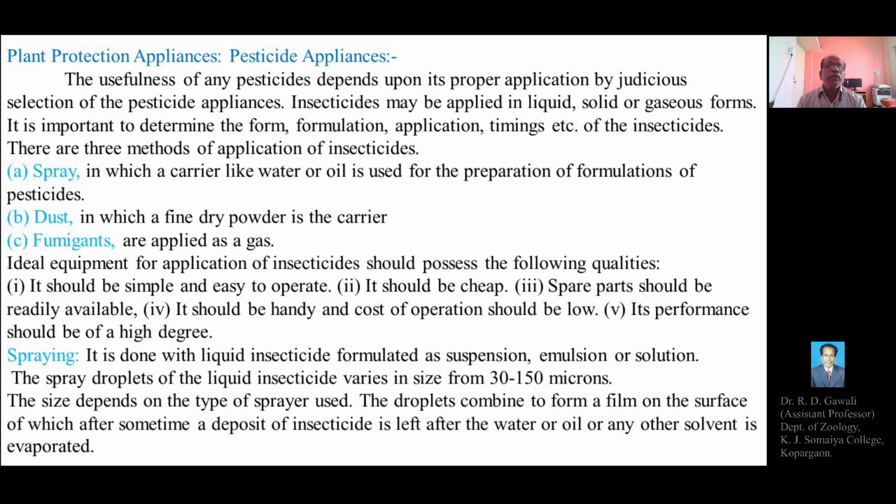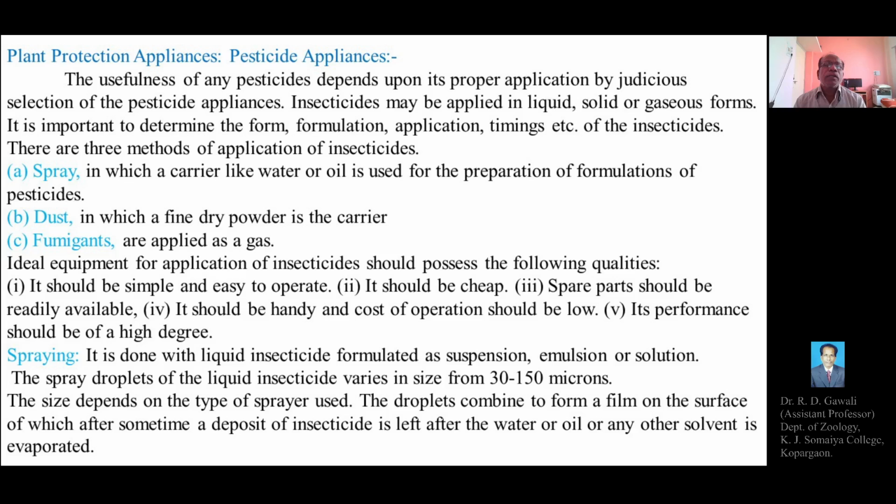Today we are going to explain the last topic from the chapter Agricultural Pest and Their Control, that is plant protection appliances or pesticide appliances. So, the pesticide appliances or the plant protection appliances are simply the equipment which is used for the application of different types of pesticides, such as liquid, solid or gaseous pesticides, which can be effectively applied on a variety of crops so as to control the different types of pests.